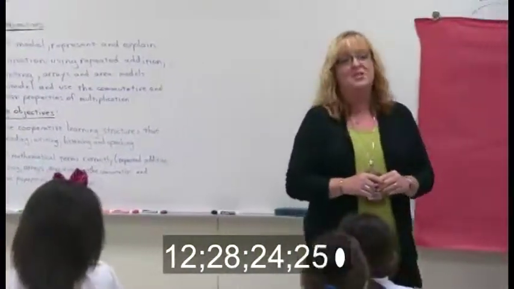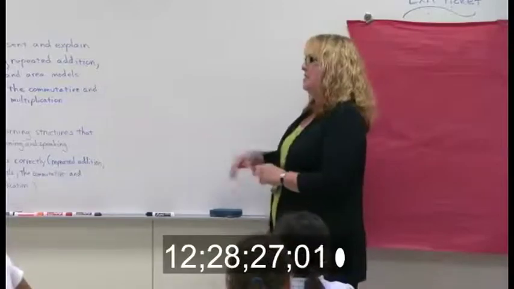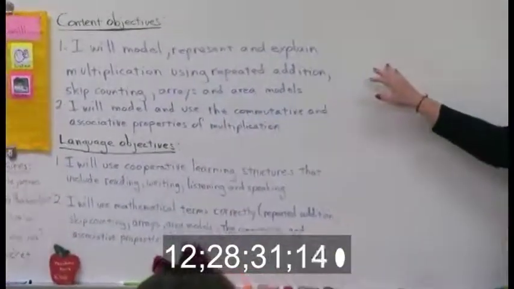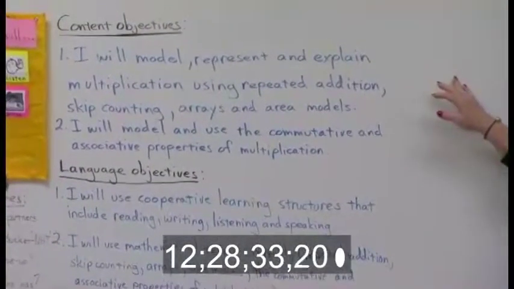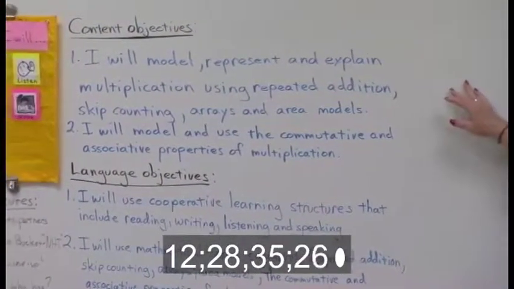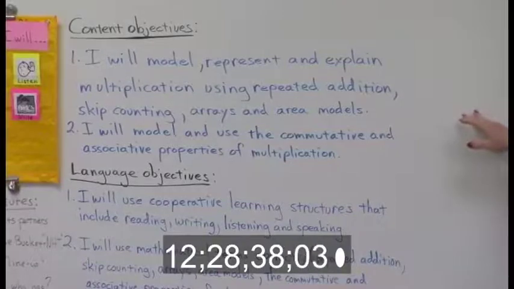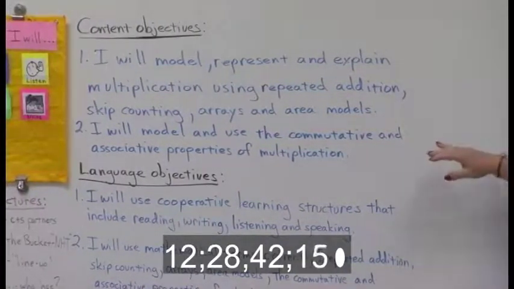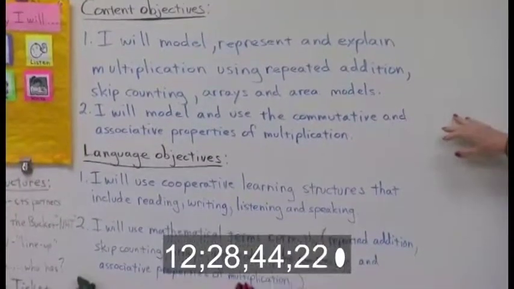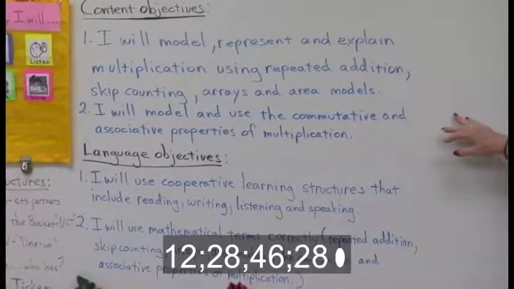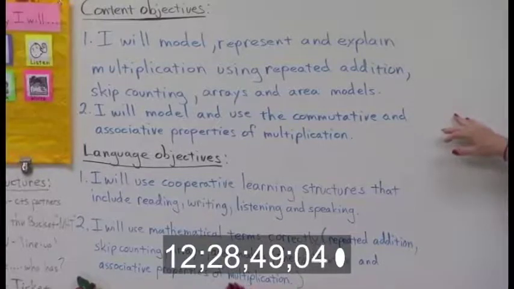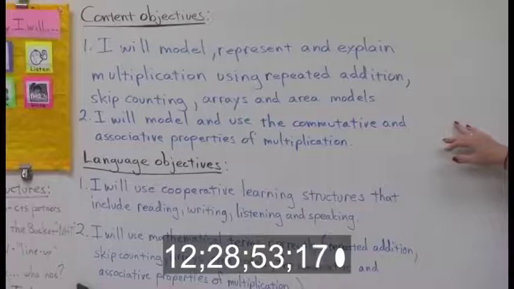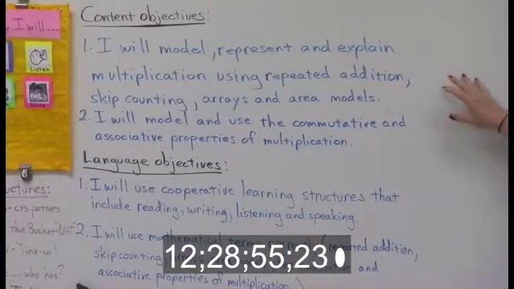This is a review lesson, so let's go ahead and read our content objectives. I will model, represent, and explain multiplication using repeated additions, skip counting, arrays, and area models. Wonderful. Now let's go ahead and read the second one, please. I will model and use the commutative and associative property of multiplication. Wonderful. We're going to talk about those in just a minute.